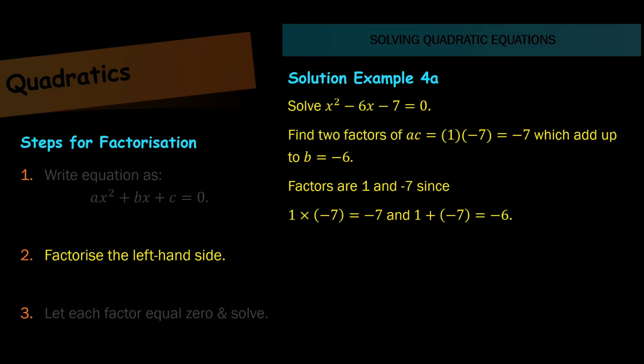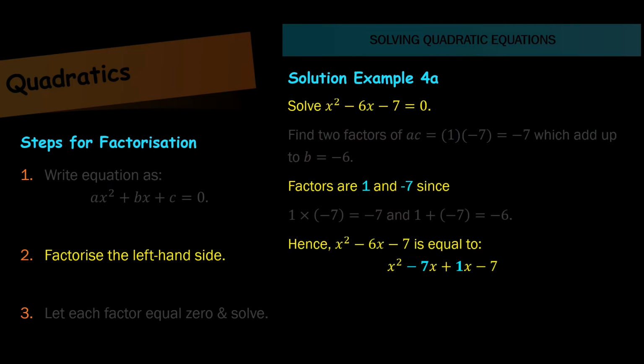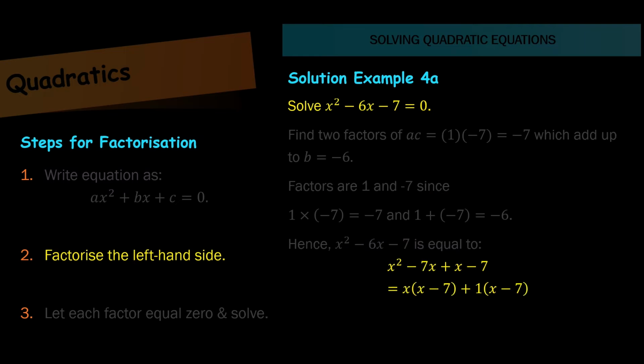So therefore we can rewrite this equation as x squared minus 7x plus 1x minus 7. The first two terms can be factorized as shown, and the last two similarly. As intended, we now have x minus 7 as a factor of both pairs.